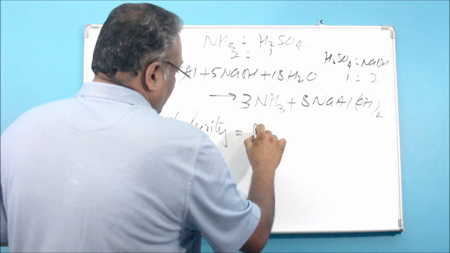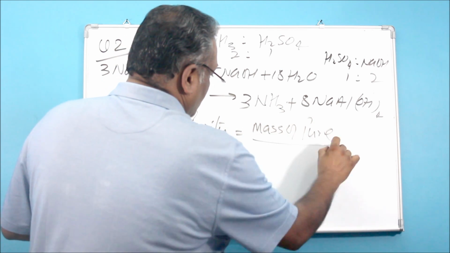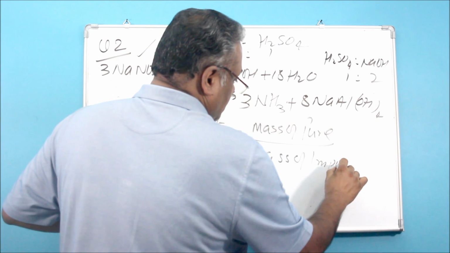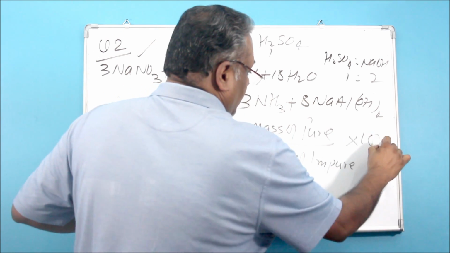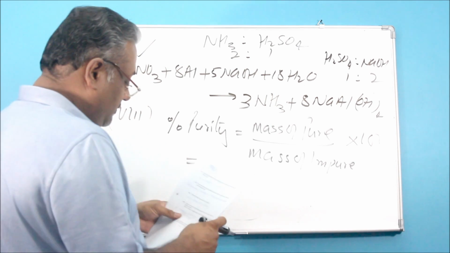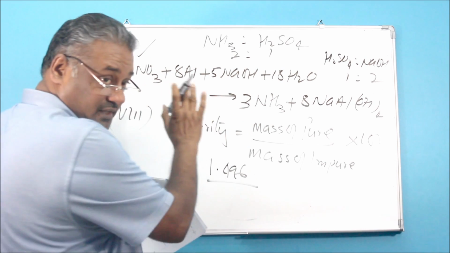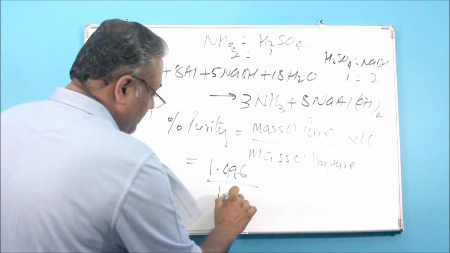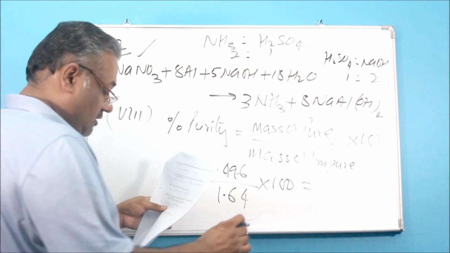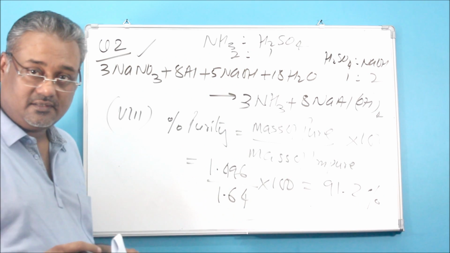The formula is mass of pure over mass of impure times 100. That's basically how we find the percentage impurity. So if I look at the mass of pure, that's 1.496 from the previous question, and the impure is given as 1.64. So times it by 100, and that's how we get 91.2% as the final answer.